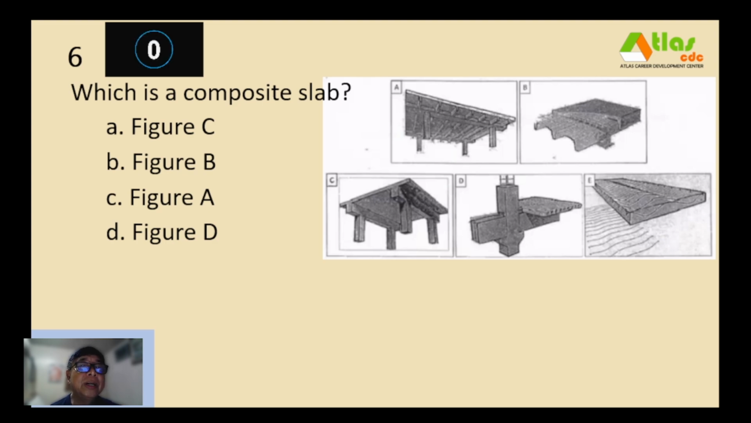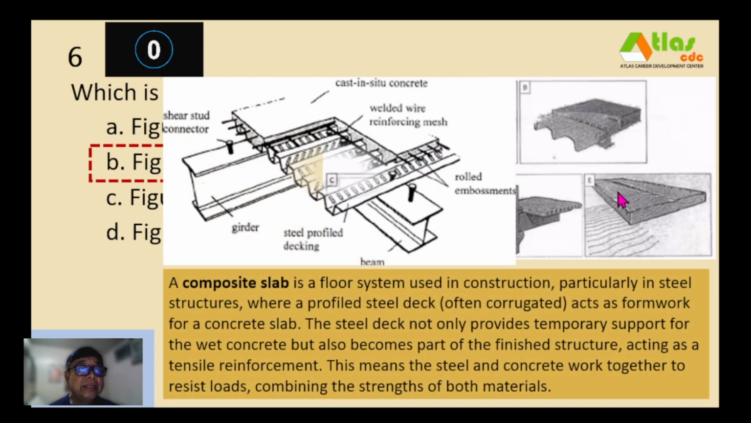And our correct answer here is figure B, this one. So a composite slab is a floor system used in construction, particularly in steel structures, where a profiled steel deck, often corrugated, this one, acts as a formwork for a concrete slab. The steel deck not only provides temporary support for the wet concrete, but also becomes part of the finished structure, acting as a tensile reinforcement. This means the steel and concrete work together to resist loads, combining the strengths of both materials.